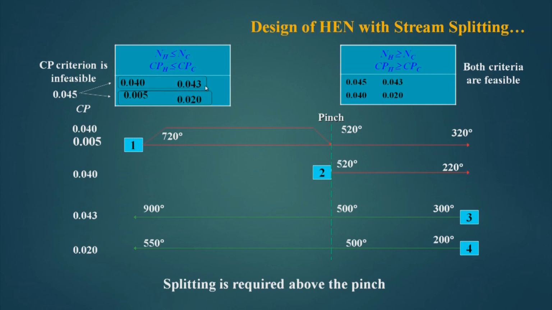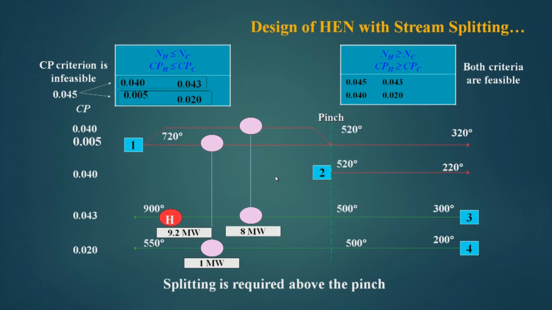Now, this matching can be done with 0.02 and 0.043, because both CPs are more than these CPs. So, we put a match here of 8 megawatt, and the size of this match will be based on the tick-off heuristic, and we put a match of 1 megawatt here, and then we put a heater of 9.2 megawatt.